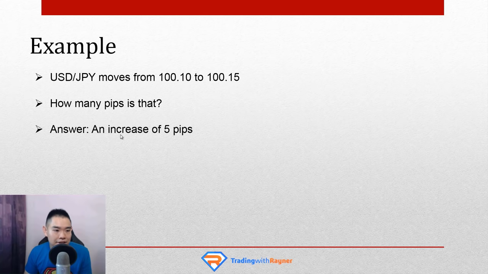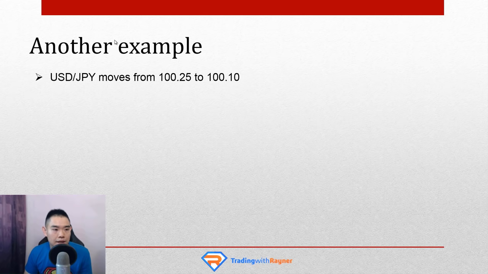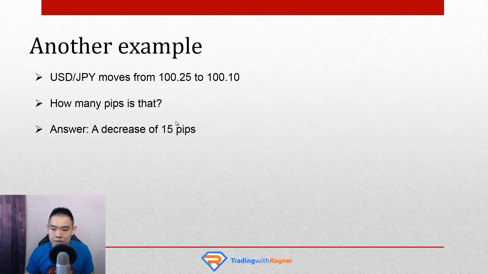Next, another example. Let's say the dollar against the Japanese yen moves from 100.25 to 100.10. How many pips difference is this? Again, very simple. Take the 10 minus 25, and you get a decrease of 15 pips. And this is, in essence, how you measure how many pips a currency pair has moved.